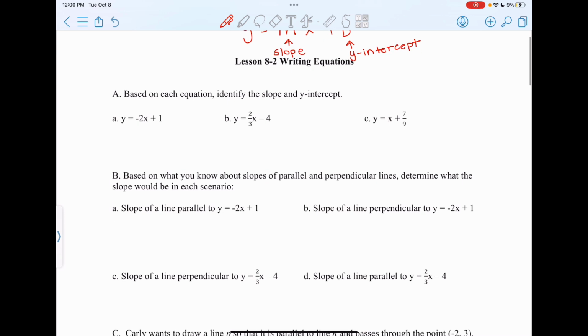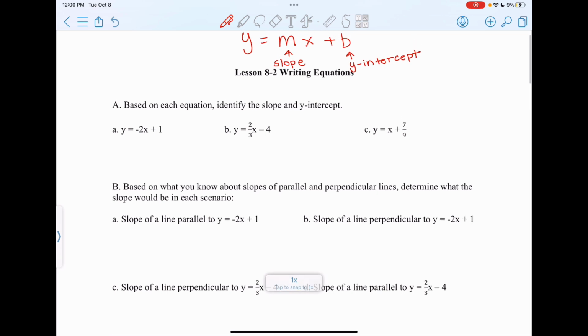So given the following equations, I want us to identify the slope and the y-intercept. The slope is the m in front of the x, and the y-intercept is the constant being added at the end. So in A, we have y equals negative 2x plus 1. This means that the slope is negative 2 because it's in front of the x. And the y-intercept is 1 because that's in the b spot.